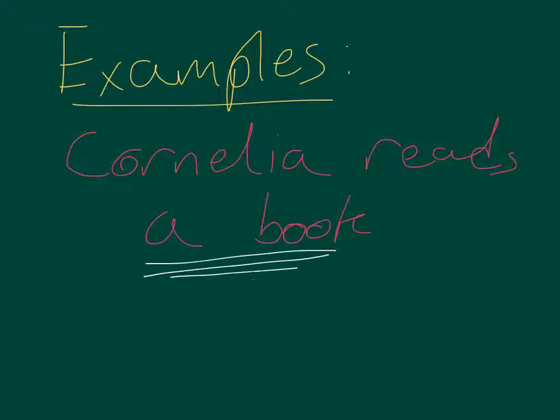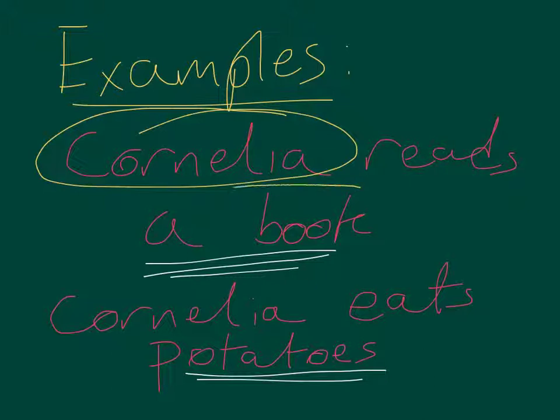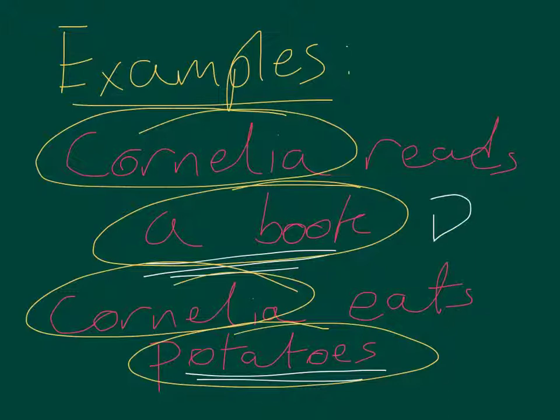So what is Cornelia reading there? A book. A book is receiving the action of reading. We could have the same, Cornelia eats potatoes. The potatoes are the ones being eaten. They're the ones receiving. So you can think of it alternatively as Cornelia being the doer and the book being the doee, the thing that's having something done to it. Cornelia once again doing here, and the potatoes are having something done to them. So in both these cases, the book and the potatoes are the DOs, or direct objects.